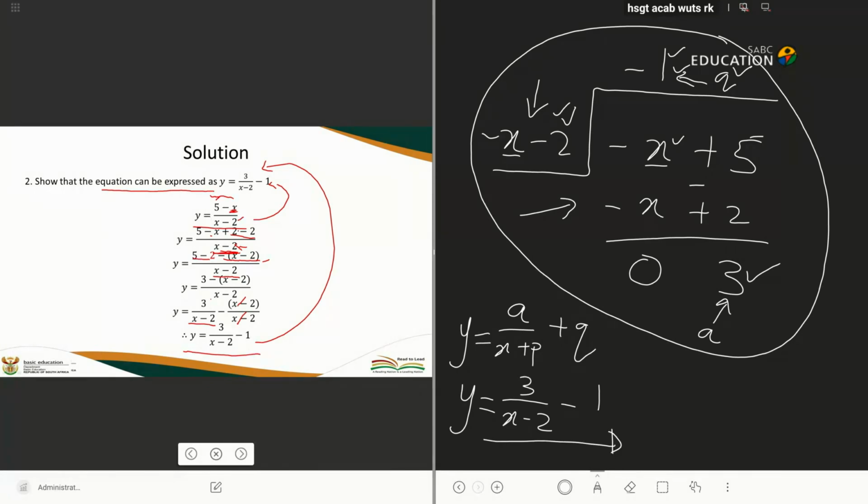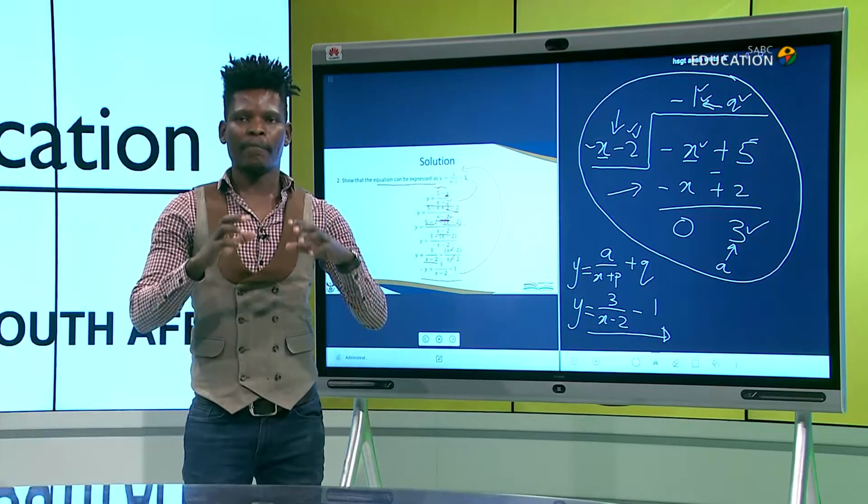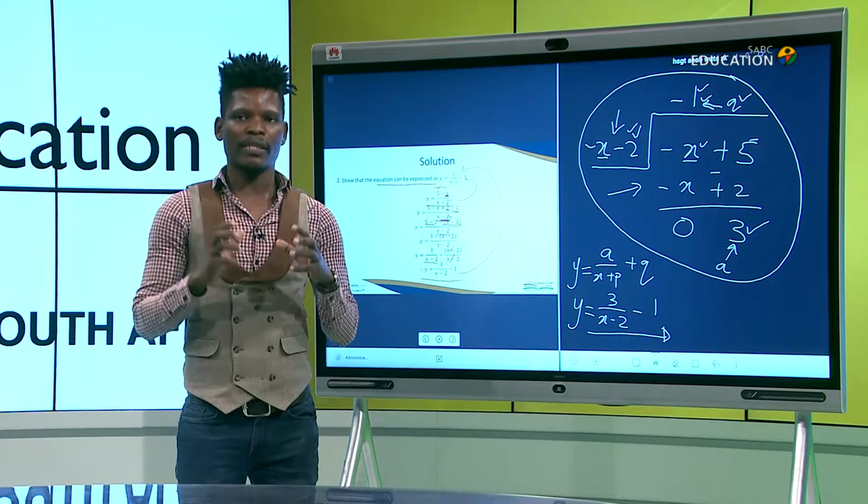When you deal with this type of question, you have options that we can use. You can either use the long division method, or you make use of the form that requires you to make use of the identity element of addition and subtraction, which is 0.